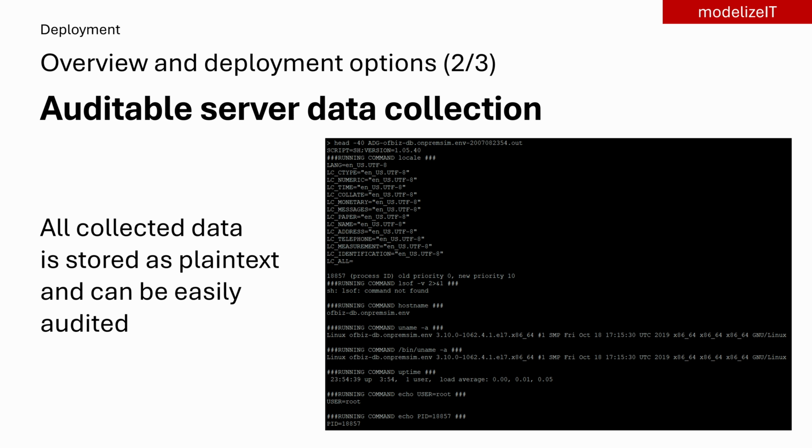Another important design point is that all collected server data is stored in plaintext .out output files, so the process is fully auditable. Regardless of the deployment method, clients can review every bit of data, including how and what information was collected. The image shows the first few lines of an example .out file. We can see that both the commands and their outputs are visible.